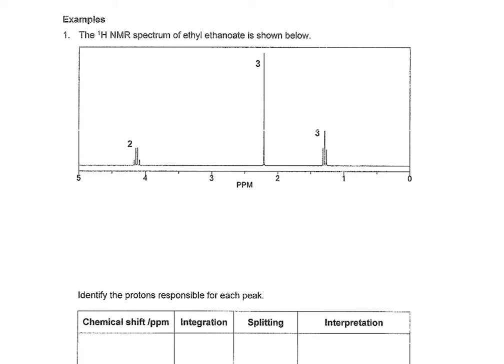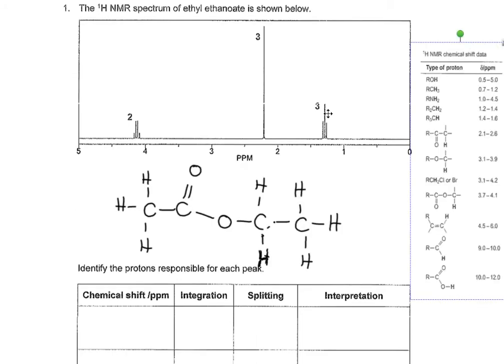Let's look at some examples in Proton NMR. So there I've drawn the structure of ethyl ethanoate, and hopefully we can see that there are three different proton environments, and we can see in the spectrum above that we've got three peaks.